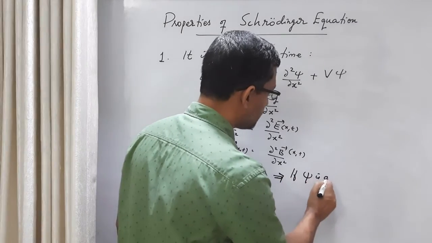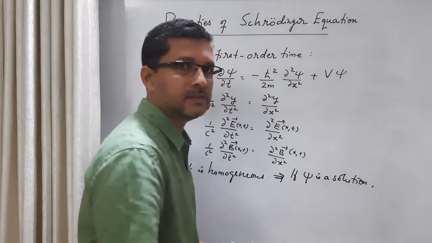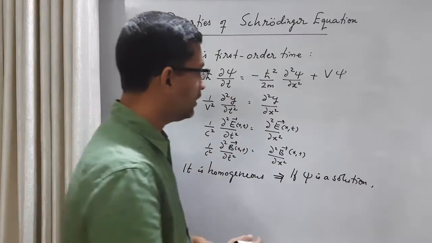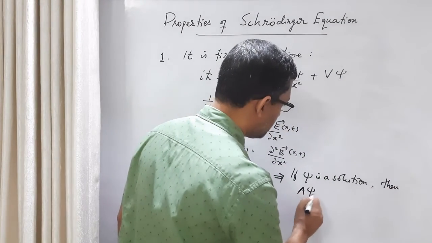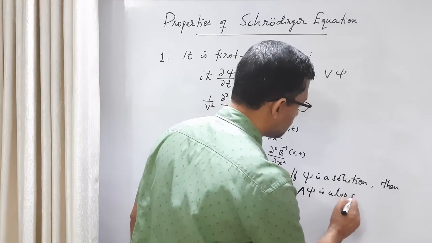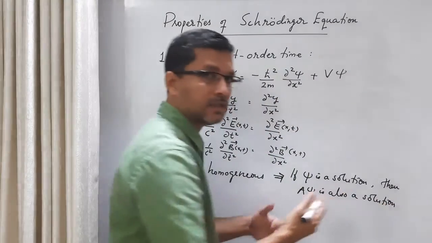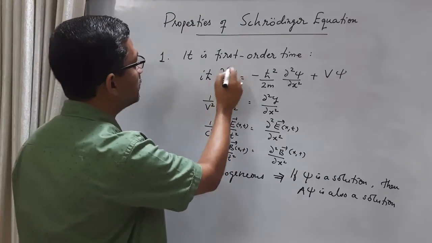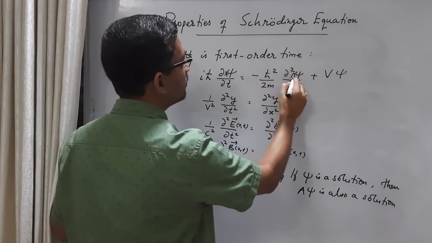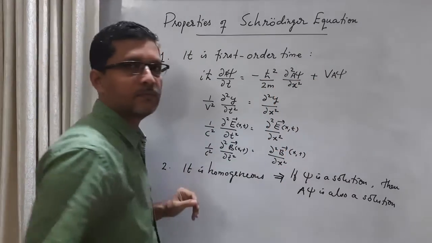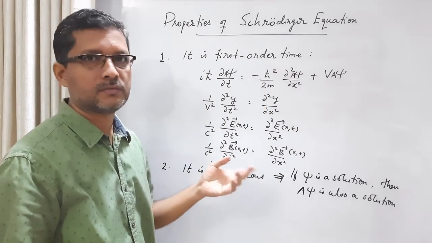psi is a solution, okay, suppose psi is a solution of the Schrodinger equation, then a constant times psi is also a solution. If you multiply psi with any constant, you will get another solution. Just look at here and see that psi satisfies the Schrodinger equation. Just multiply a constant here. Then you can see that a times psi is also a solution of the Schrodinger equation.